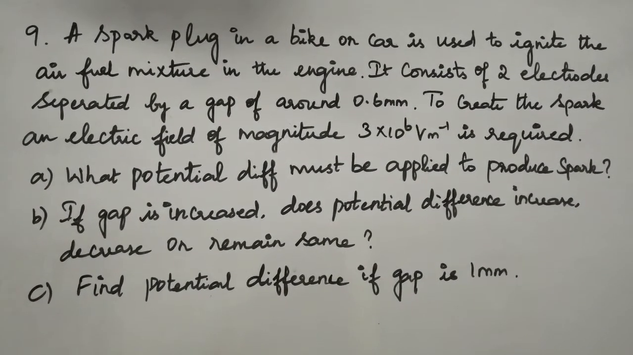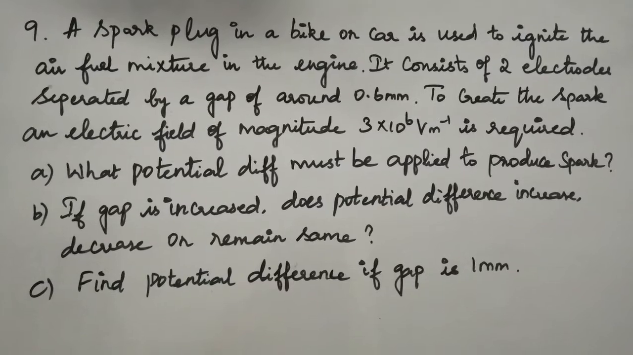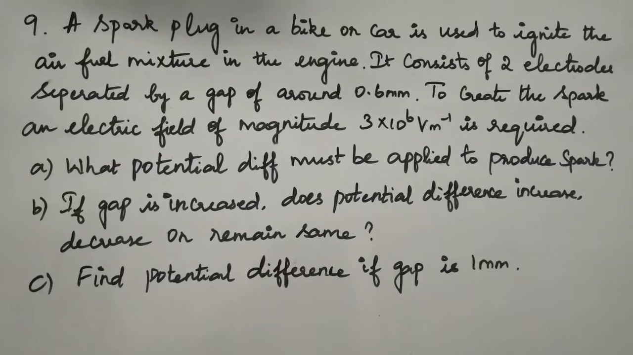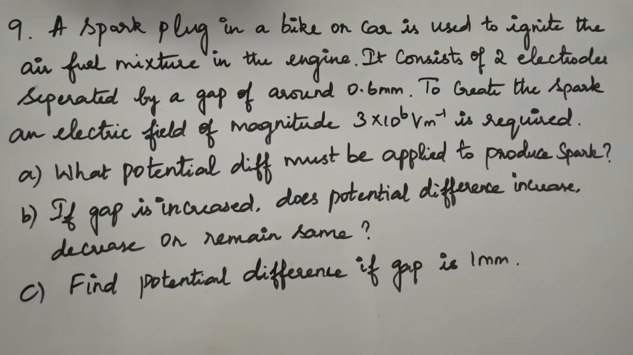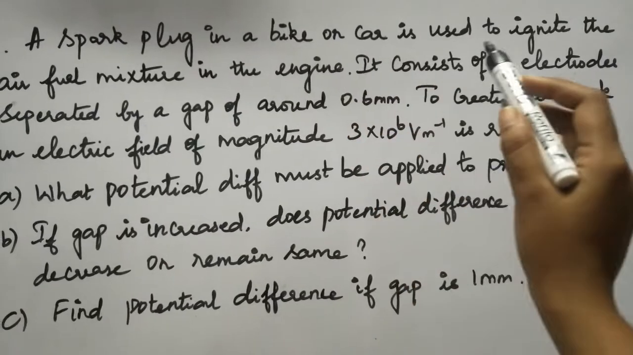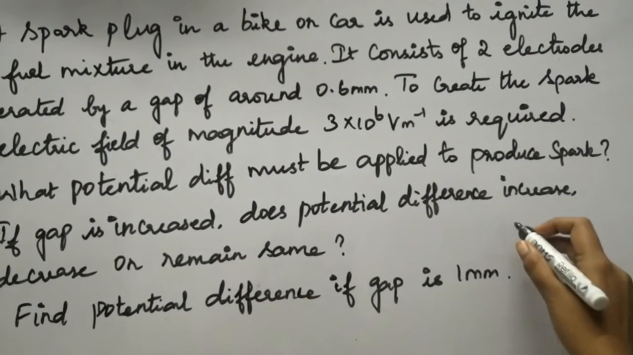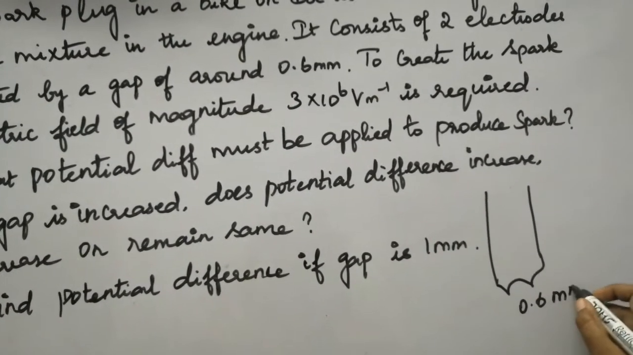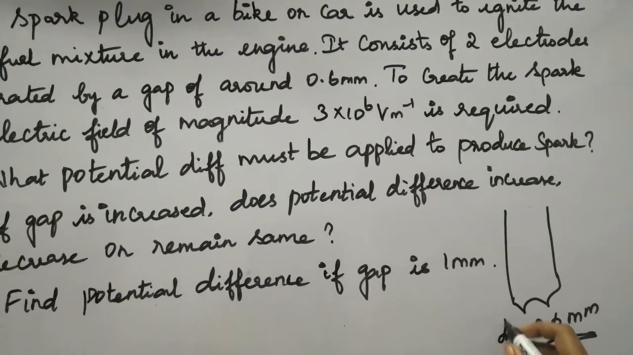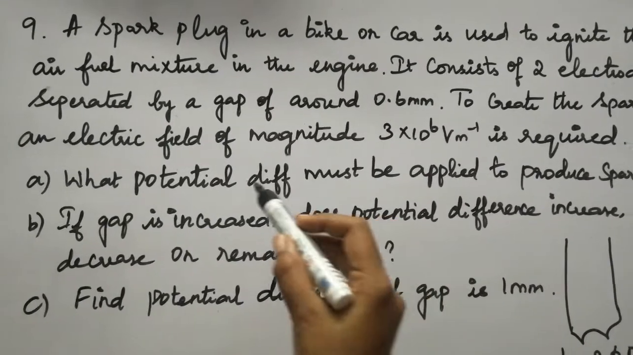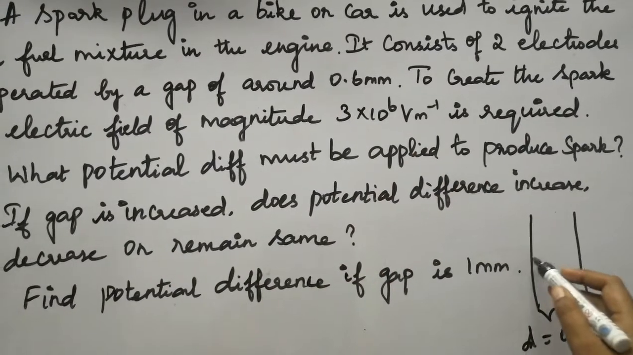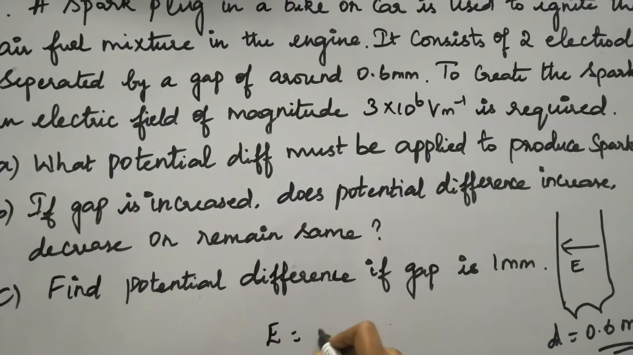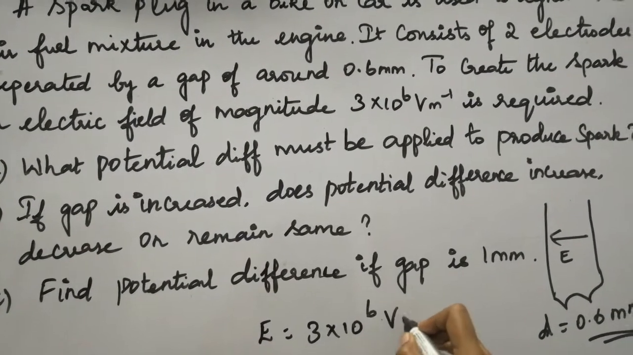If the gap is increased, does the potential difference increase, decrease or remain same? Find the potential difference if the gap is 1 millimeter. So what is it that they have given us? A spark plug which is having two electrodes, and these two electrodes are separated by a distance. Initially it is 0.6 millimeter. It is the distance between the electrodes, and they have given the electric field between these electrodes. So the electric field value E is given, which is 3 into 10 to the power 6 volt per meter.